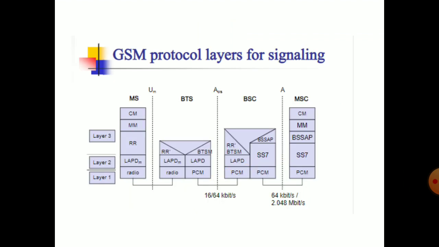Here, the GSM protocol architecture is divided into three layers. The lower layers are layer one, and the upper layers are layer three. The lower layers provide services to the upper layer protocols. The GSM architecture is a layered model. It is designed to allow communication between two different systems.